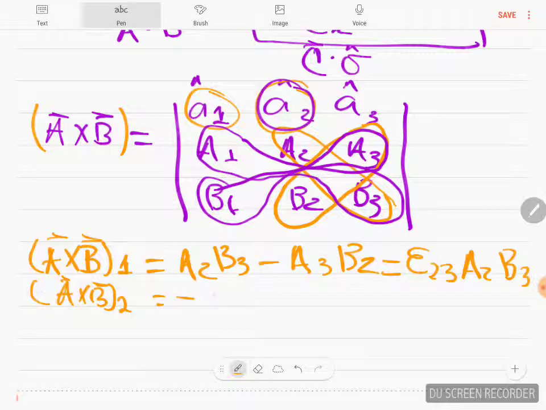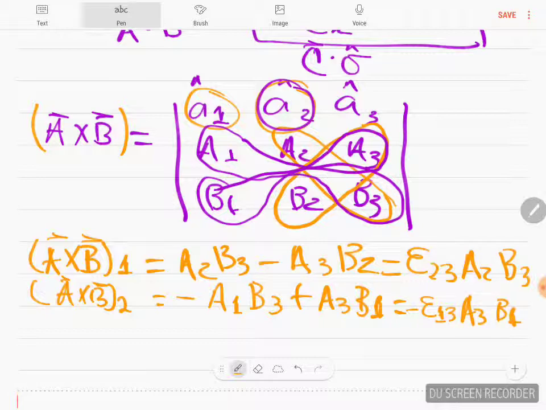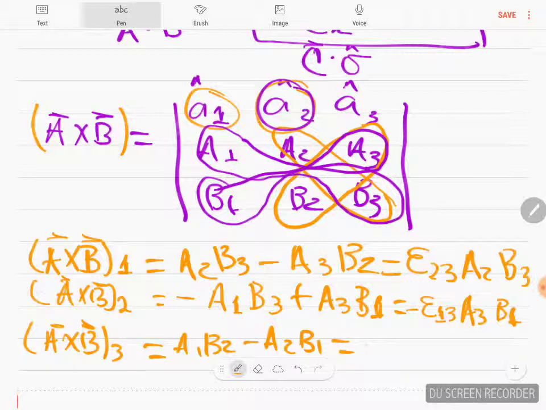This will look as minus A1 B3 plus A3 B1. So this is minus E13 A3 B1. So then the last component of the cross product here can be written as A1 B2 minus A2 B1.